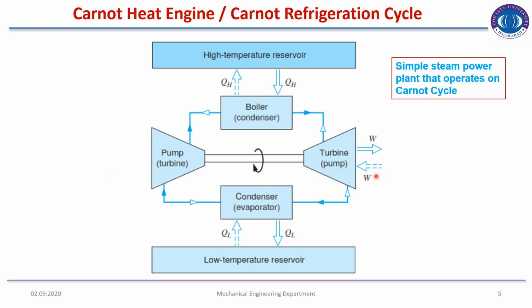On the right hand side you can see the dotted line, that means now the turbine is working as a pump or a compressor, so it will require work input. So we provide a dotted W arrow for the work input. As the working of the compressor is to raise the pressure, it will raise the pressure as well as the temperature, so it will enter into a condenser.